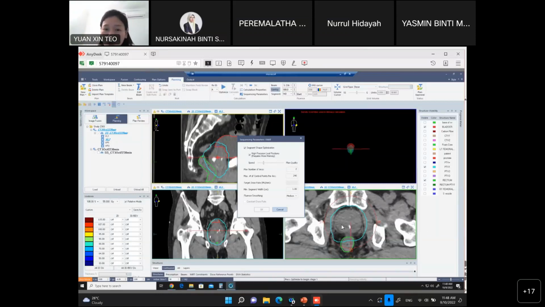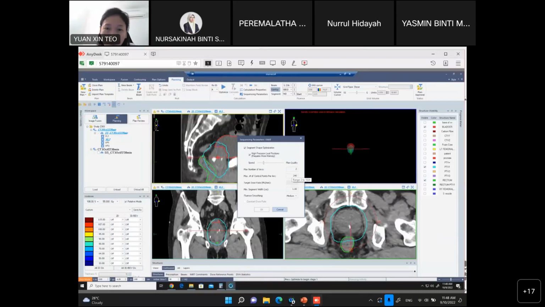Okay, so for remap, there are a lot of parameters to play around, unlike the 3D planning technique. So in this remap plan, we can control the maximum control points per arc. Maximum control points means how many small field-in-field segments you want to control. So we limit this plan to a maximum per arc of 240 points. Okay, you can put from 2 until 1024 control points.